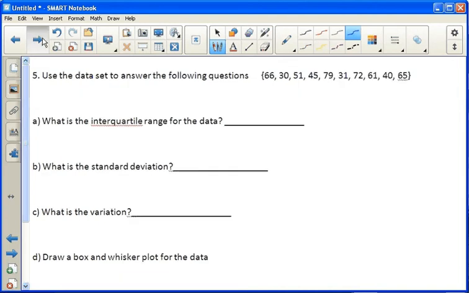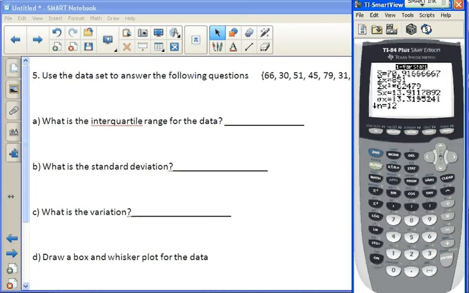Okay, question number 5. Use this data, which I already have plugged in. Make sure you plug it in for yours. I plugged it in mine in L2 just so I could have them both in there at once. What is the interquartile range? So I'm going to go to Stat again, go to Calc, and then one variable statistics. I need to change this to L2, so I'll hit second 2, and that plugs in L2 for me.